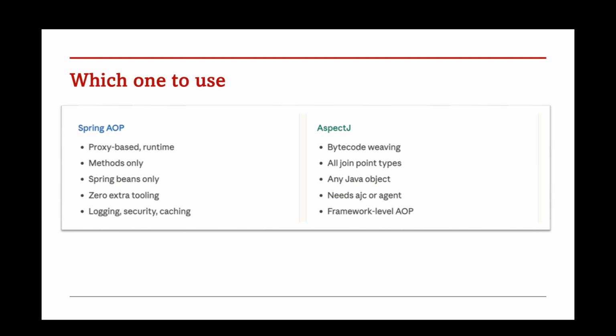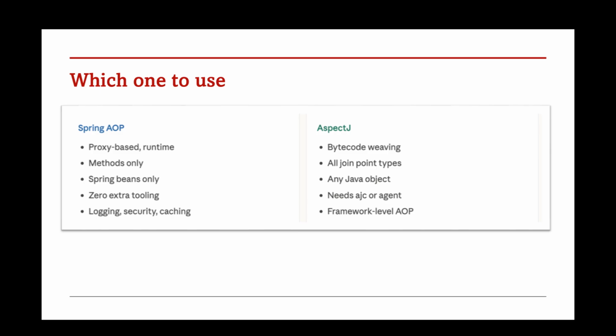Use AspectJ when you hit the ceilings of Spring AOP. You are dealing with the self-invocation problem, method A calling method B inside the same class. You need to intercept constructors, field access, or static initializers, not just methods. You need to apply AOP to non-Spring objects, plain Java objects outside the Spring container. You are building framework-level AOP, deep infrastructure concerns that require bytecode-level control.